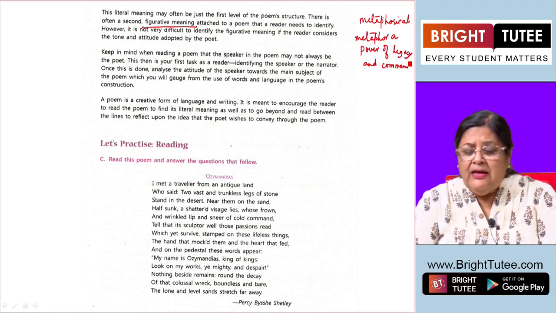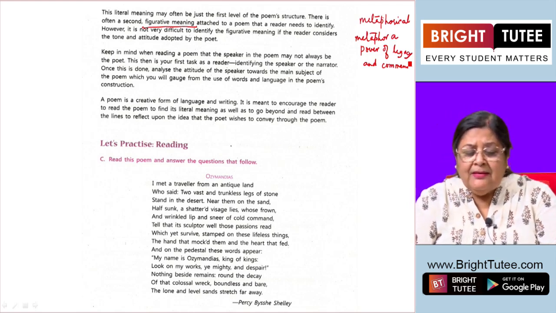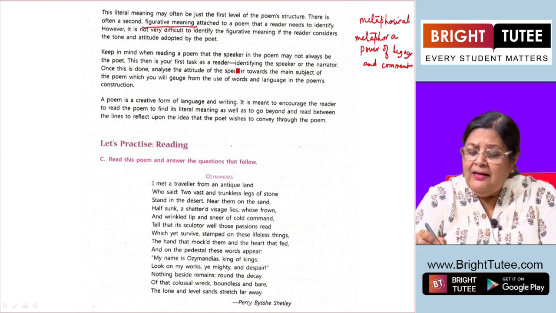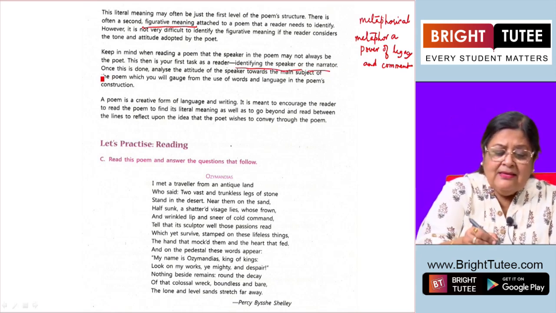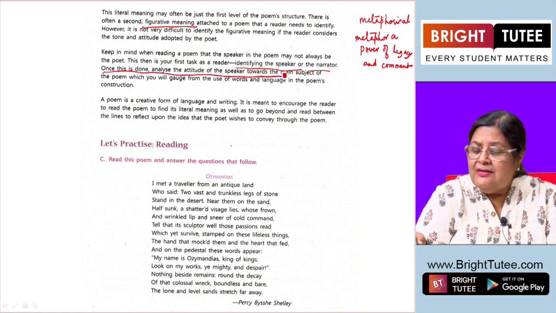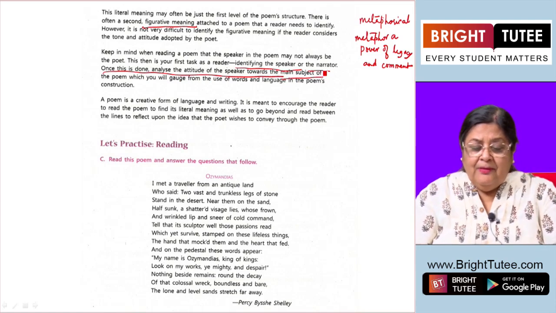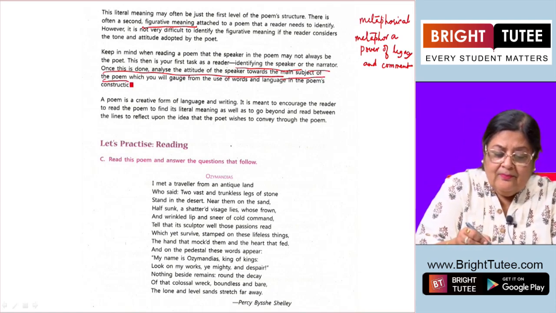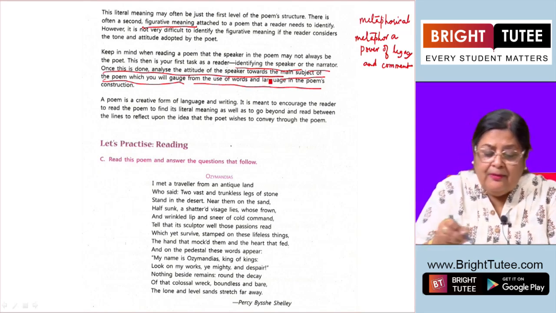Keep in mind, when reading a poem, that the speaker in the poem may not always be the poet. Then your first task as a reader is to identify the speaker or the narrator. Once this is done, analyze the attitude of the speaker towards the main subject of the poem, which you get from the use of words and language of the poem.